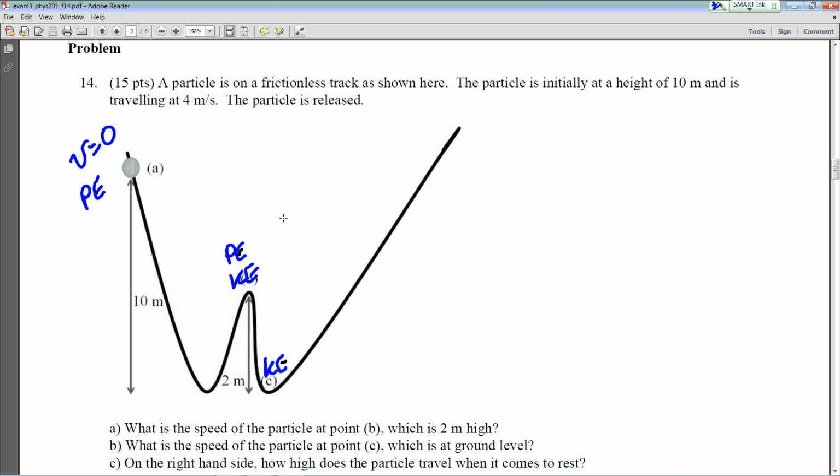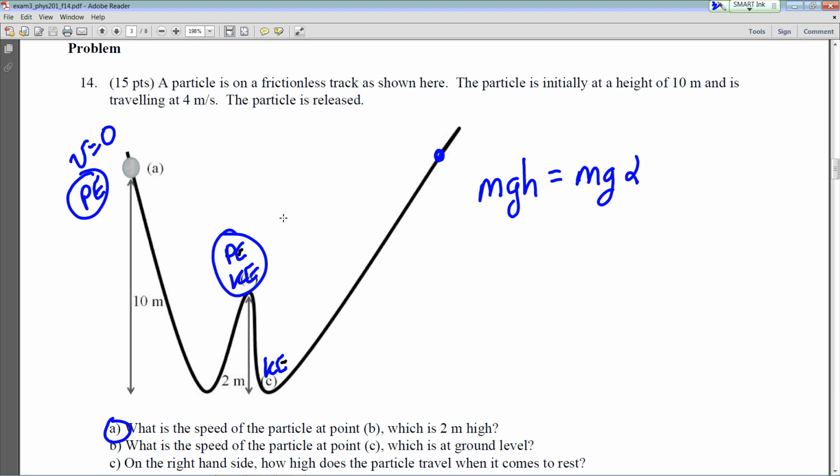So here, I want to know the speed of the particle at point B, and then also at C, and then how high it comes when it comes up here. So I know that my potential energy here is equal to mgh. It has no kinetic energy at that location. And down here, it has potential and kinetic because it's moving when it gets to that location. So that's going to be mg times h, which is 2 meters, plus 1/2 mv squared. And here, h, by the way, was 10 meters, which was given. All right, and then you just solve for v.